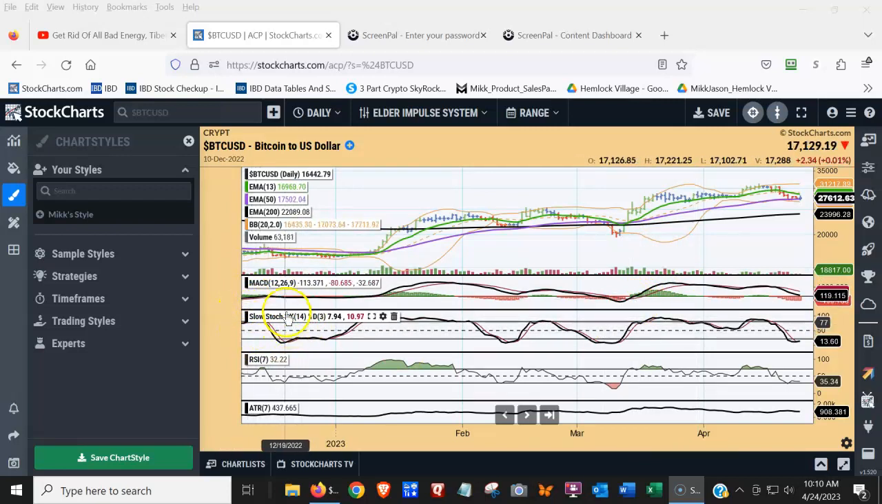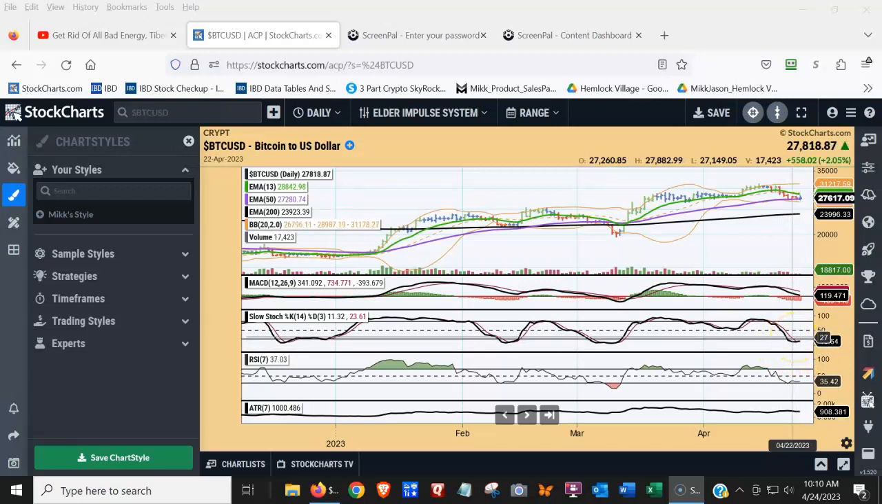This technical indicator called stochastics tells you when an asset is overbought or oversold. When it's up here in the top quadrant, near this 100% mark above the 50 line, it's considered to be what's called overbought. And when it drops down below here, it's considered to be oversold.